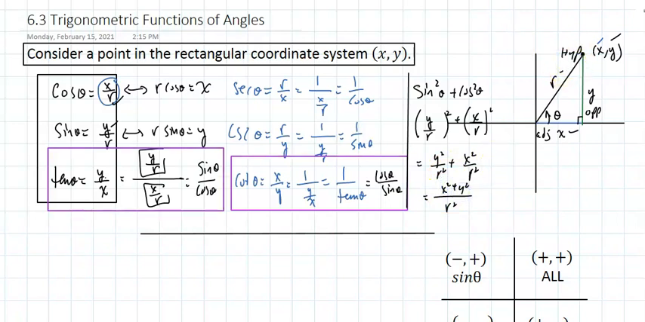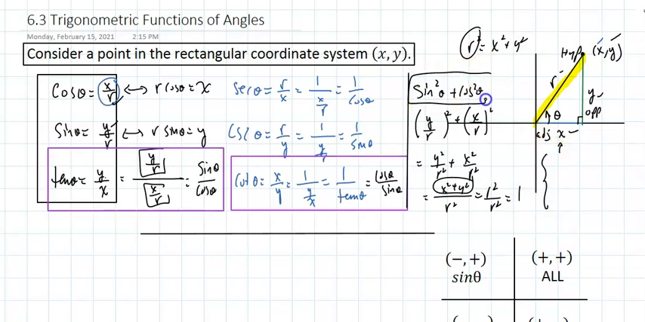But who could tell me, given a right triangle, what does the hypotenuse equal? Isn't the hypotenuse squared x squared plus y squared? So can't I take this and say, wait a minute, but that's r squared over r squared, which is 1. So what did I conclude? I just concluded that the sine squared of an angle plus cosine squared of the same angle is always a 1.